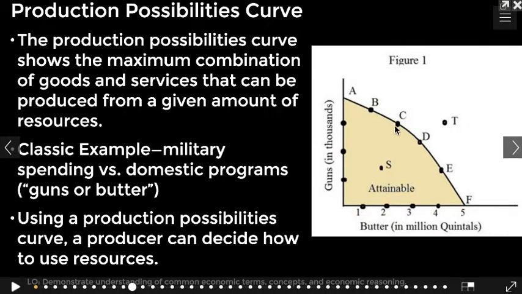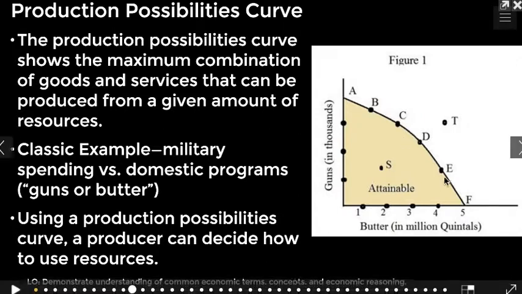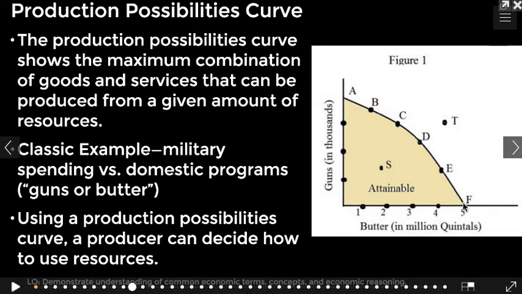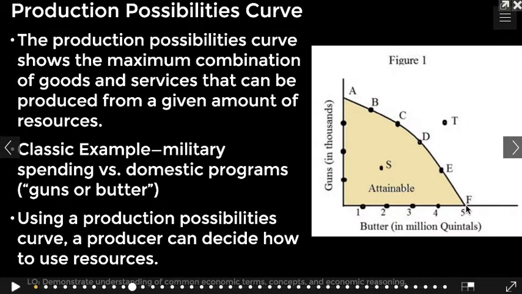And these are maximum combinations of goods and services. Over here at A, everything's in military spending. There's no domestic spending. F represents only domestic spending, no military spending. And these are the combinations that lie in between. Now, if you see point S is in this area that is obtainable. Anything in here, any of these combinations are obtainable. T, on the other hand, lies on the outside. It is not obtainable.